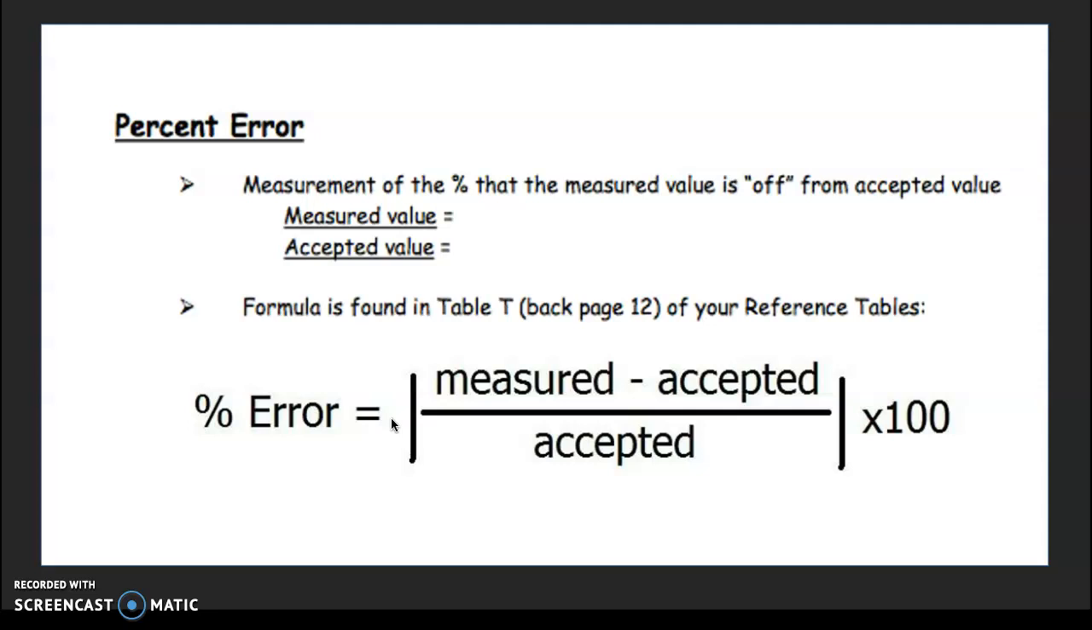All right, so this is our formula. Simple formula. It is the first one on the reference table. Actually, no, density is the first one. I think it's the third one on the reference table. The third one on the reference table. And it's the easiest one to remember.